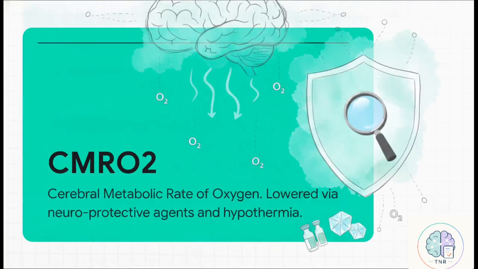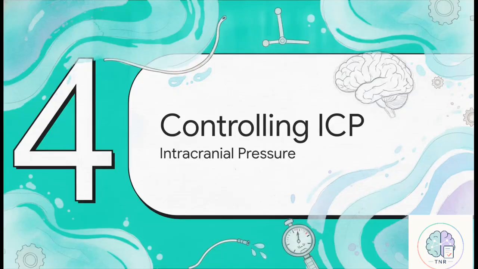Building right on that, parameter 8 is the CMRO2 itself. Lowering this cerebral metabolic rate of oxygen is essentially your primary shield against brain injury. You can achieve this critical reduction through a combination of specific neuroprotective agents and, of course, that targeted hypothermia we just discussed.